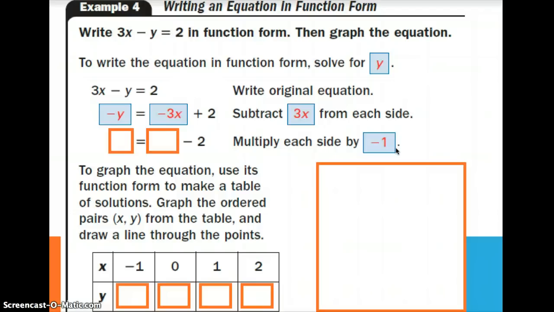If at any point you get confused, put a question mark, write down whatever questions you have, and I can answer them at a later date.